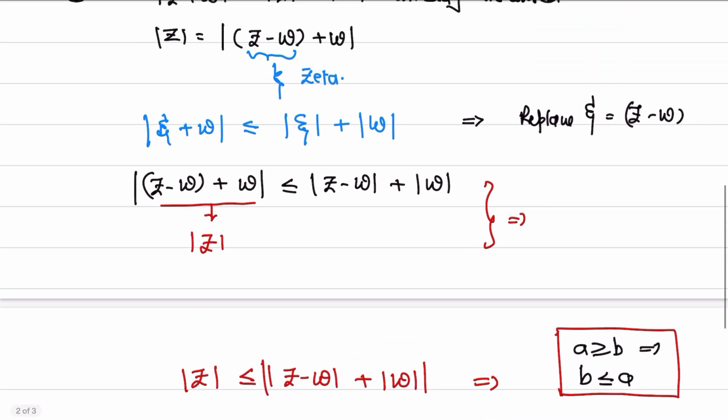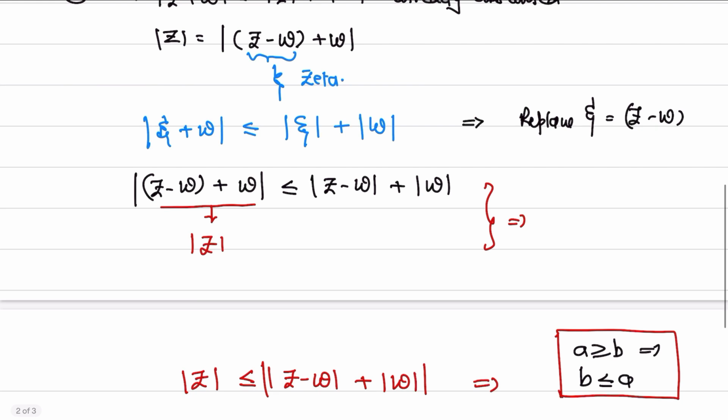Whenever two complex numbers are added or subtracted, it is better to have absolute values in mind.